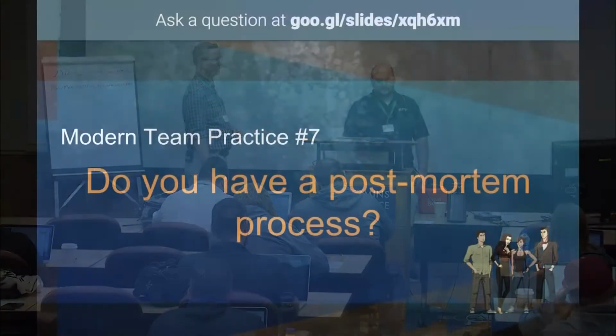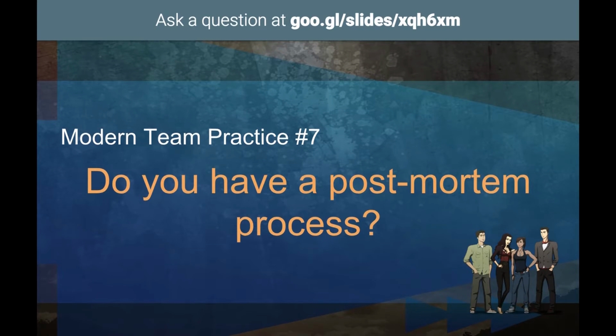Okay. Modern team practice number 7. Do you have a postmortem process? When something goes badly, that never happens, right? Oh, we're perfect. Well, exactly. Document it so that when or if it happens again, you remember what you did to fix it the last time. Hopefully you can prevent it from happening again, but in case it does, you can repair it faster this time because you've already documented what you did the last time.